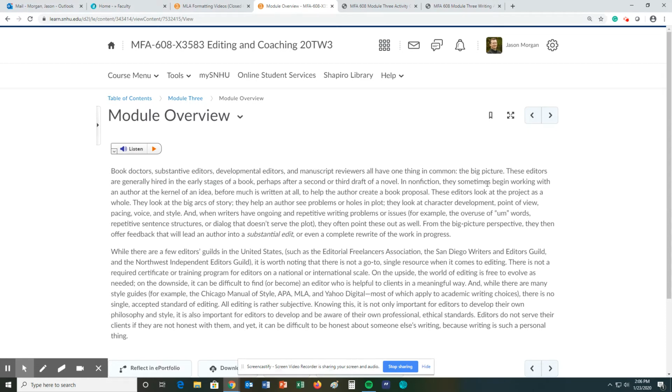Again, you can read this on your own, but the main thing that we're going to be focusing on is editors or book coaches that focus on the big picture. Sometimes when we think of editing, we think of line editing where it's grammar and punctuation. However, there are different editors who actually can help us with the overall shape and trajectory of the story.